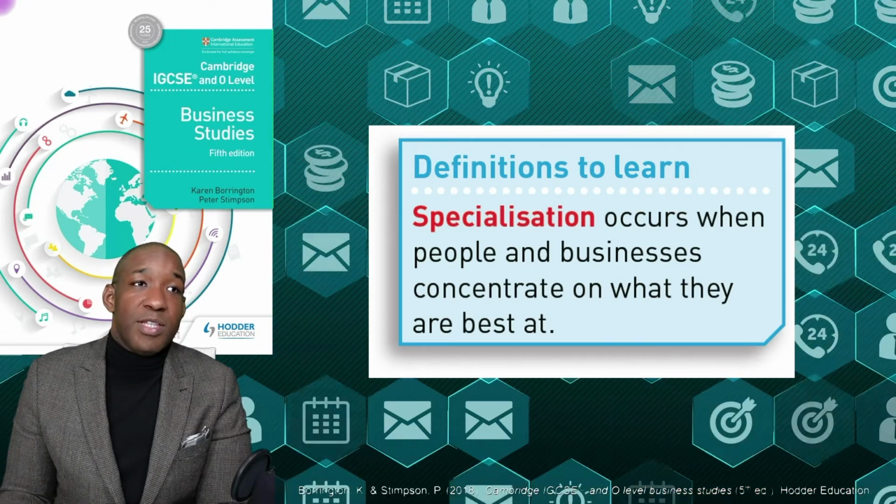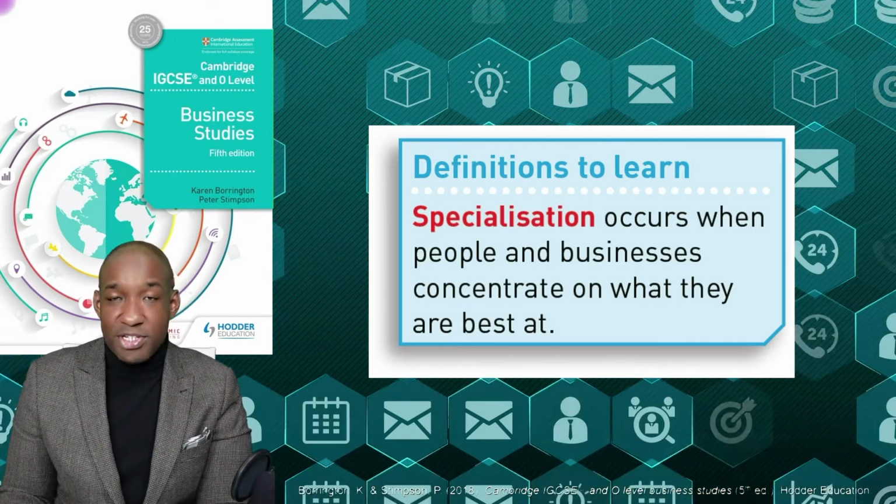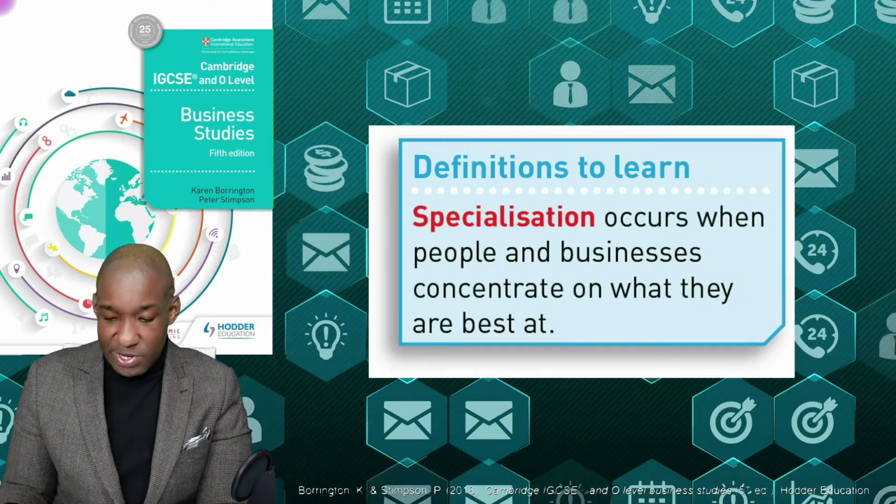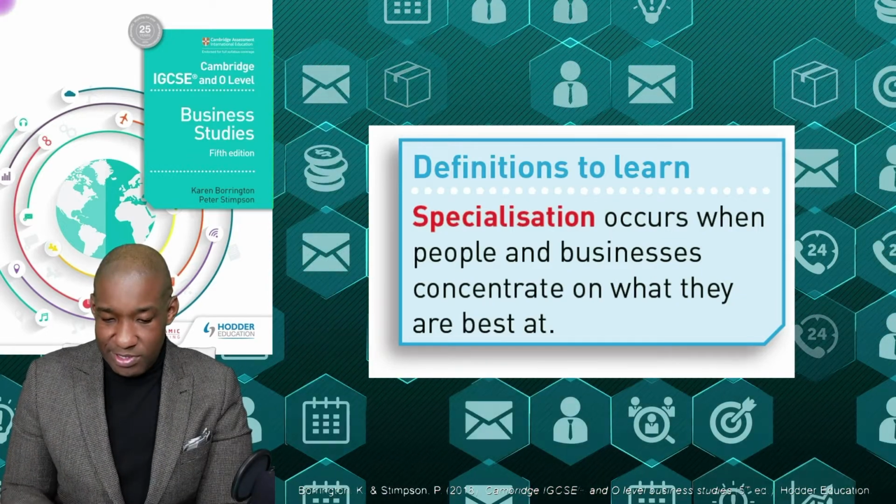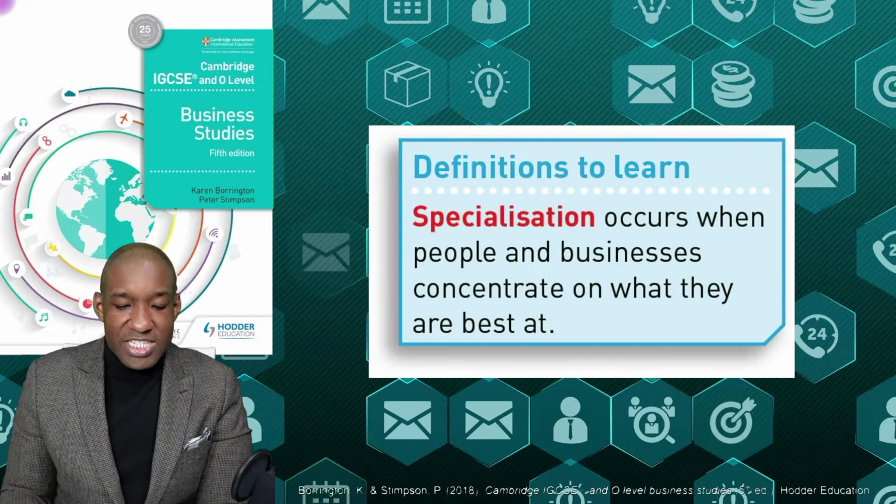Easy example. LeBron James is not playing football. He specializes, he concentrates on basketball. That's why he's one of the best in basketball. Quick, easy way to look at specialization.